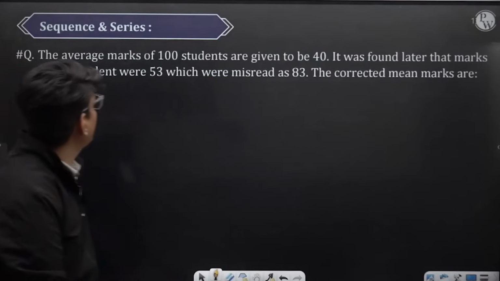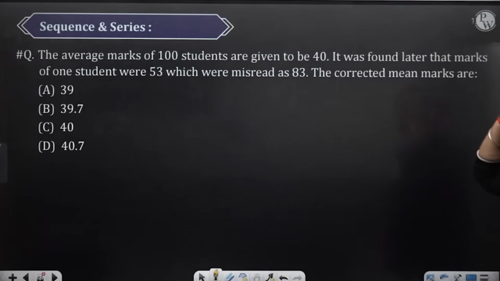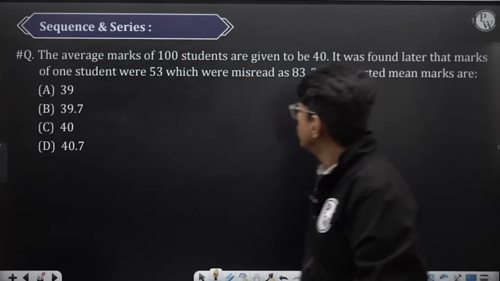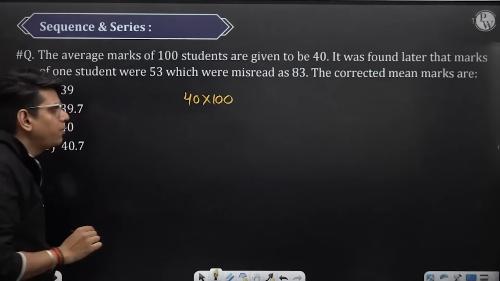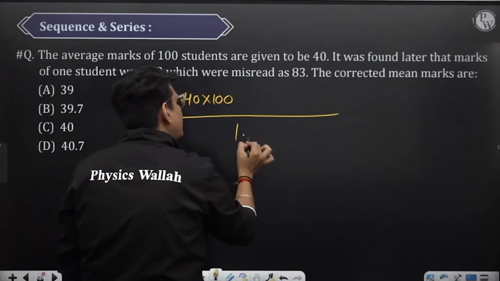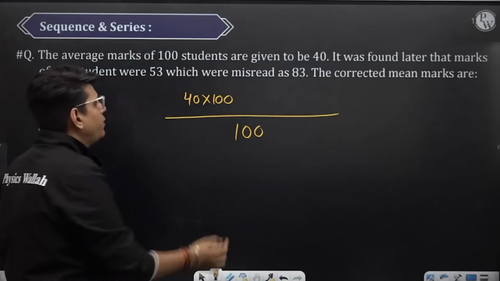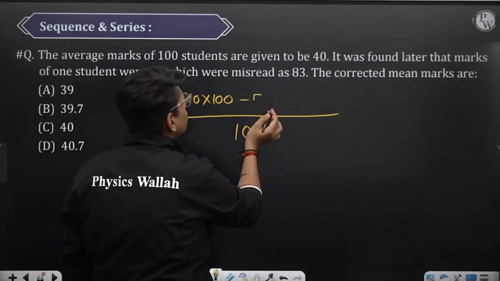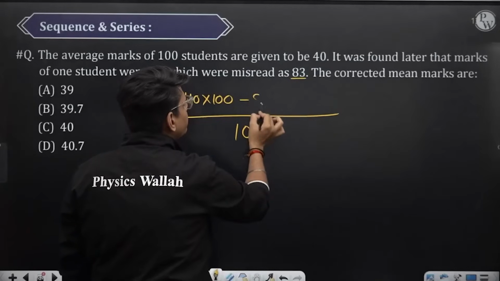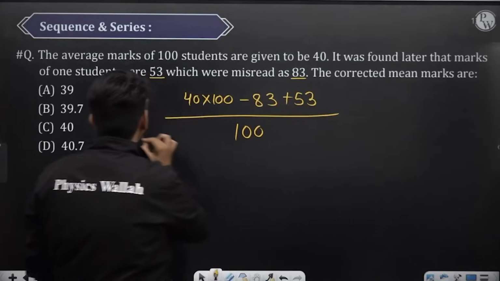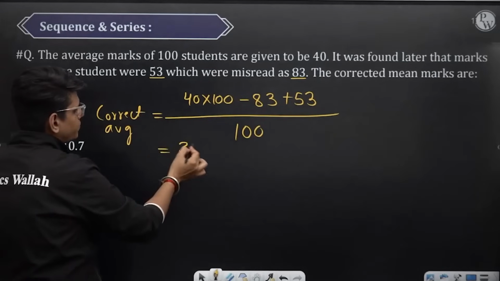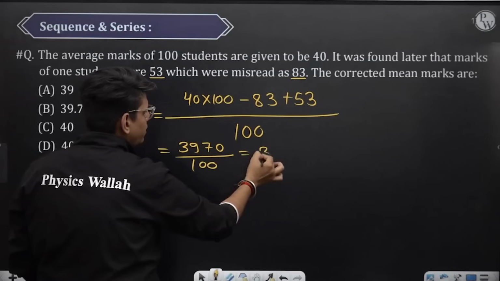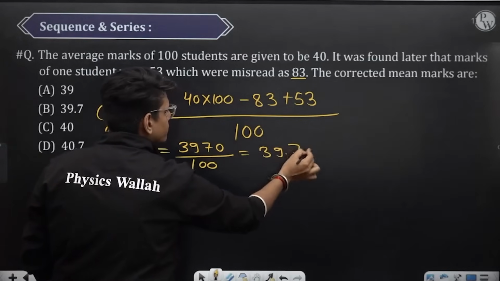Next, the average marks of 100 students are given to be 40. It was found later that marks of one student were 53, which were misread as 83. The correct mean marks are. So initially, if the average was 40, so 40 into the number of students is the total number of marks, right? And the average was taken by dividing by 100, so we got the average. Now what is done is we have to eliminate the wrong entry and add the correct entry. This is the correct average. If you do this, you will get the new average as 39.7.